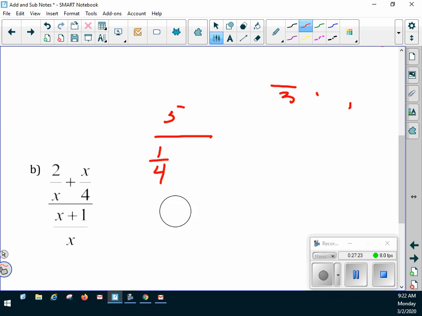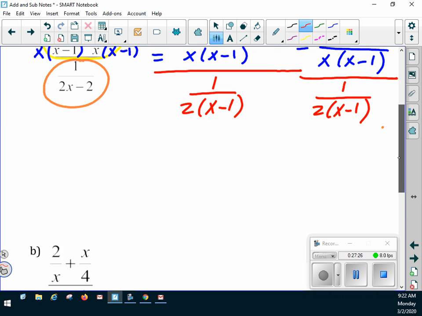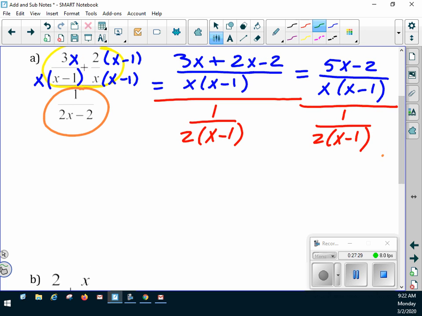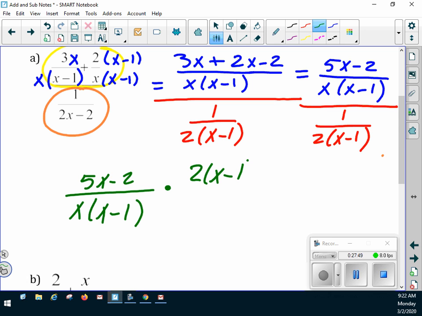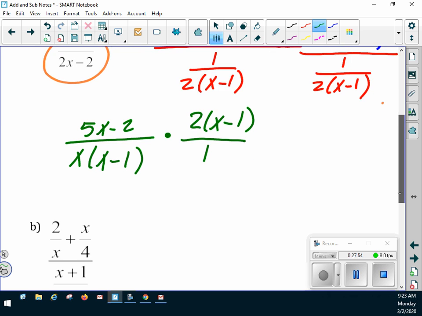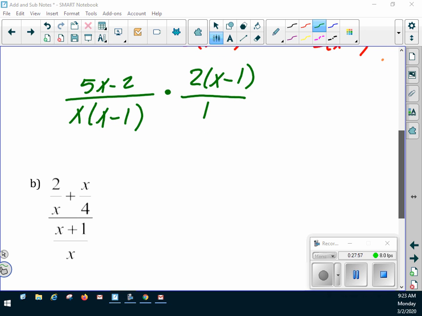So this one, I'm going to go green. This one is 5x minus 2 over x times x minus 1 times what? What's the reciprocal of this sucker right here? Yeah, 2 times x minus 1 over 1. Now I can do what you wanted to do. Now remember, we're going back to multiply. We're multiplying, and we can factor out common factors because we're multiplying.